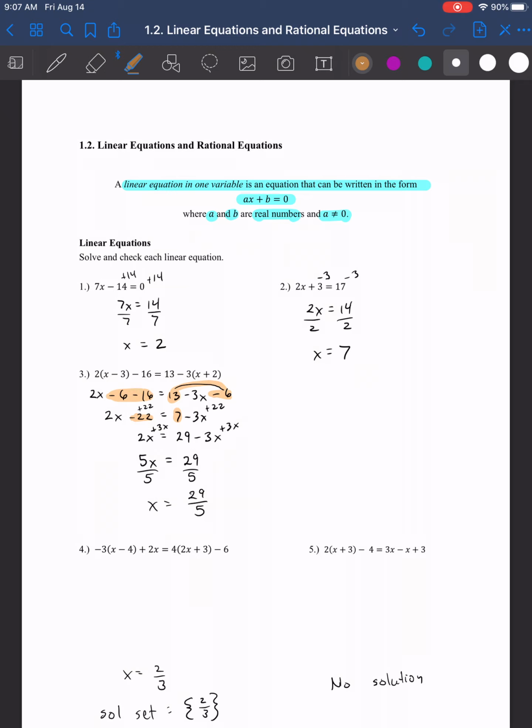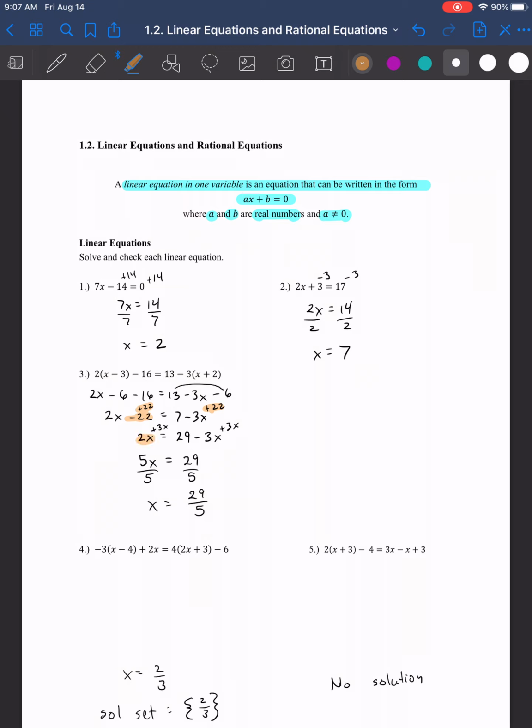So now that I've simplified each side of the equation, I want to get all the x's on one side and all the non-x terms on the other side. So first thing I want to do is add 22 to both sides to get rid of this minus 22 right there. And so I add a 22 to both sides, and you end up with 2x minus 22 plus 22 is just this 2x.